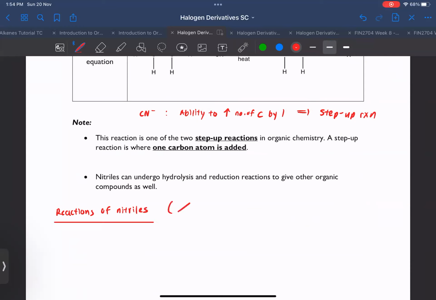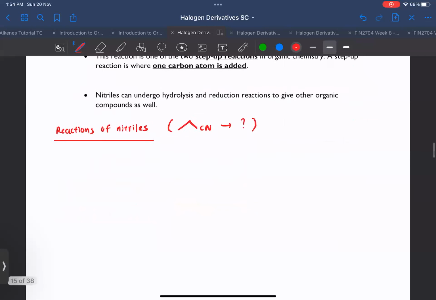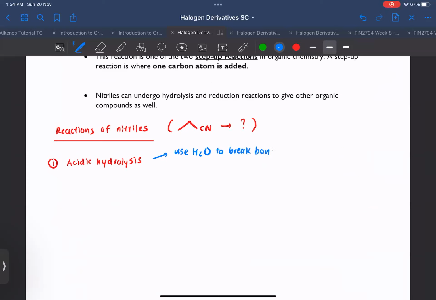Remember, reactions means this nitrile here will turn into other stuff. So take note. The first reaction here is what we call hydrolysis, but it's called acidic hydrolysis. Now, before I look at the reaction, I want you all to remember, in the context of organic chemistry, hydrolysis means you are going to use water. You think of hydro, you think of water. We are going to use water to break bonds. This is the organic definition of hydrolysis: using water to break bonds. And we're going to see how this works.